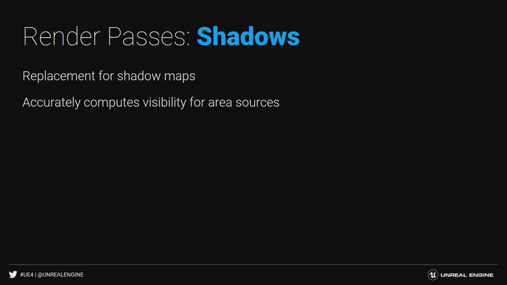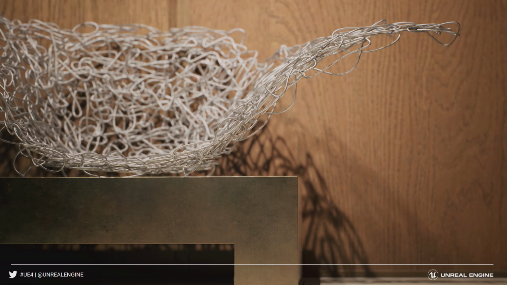The one thing, of course, that ray tracing can provide us that rasterization can't is the ability to do area light shadows, like in this example. And we support virtually all the light types that we have in Unreal. So there's general parity, with the exception of better looking area shadows, of course.